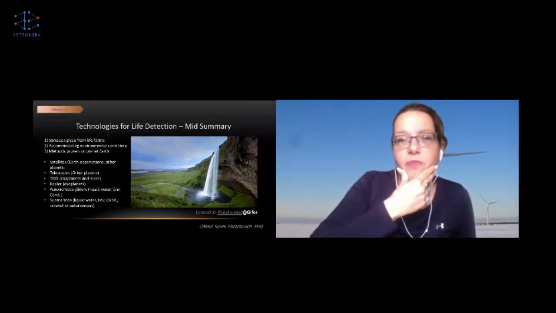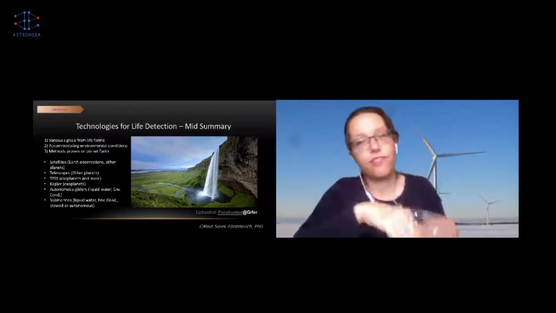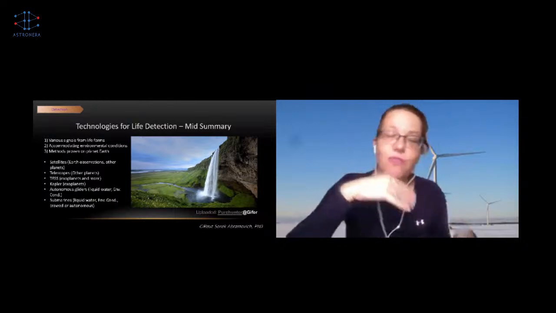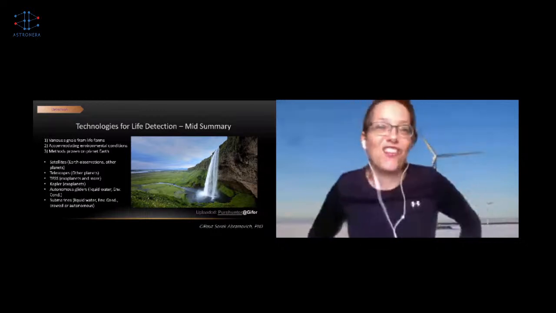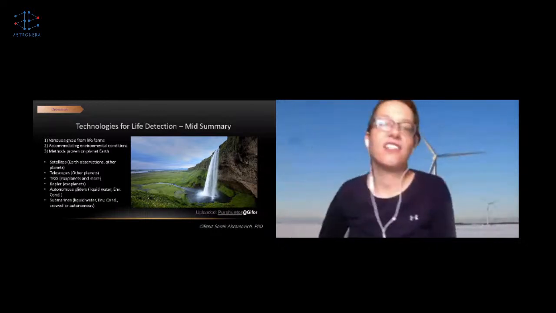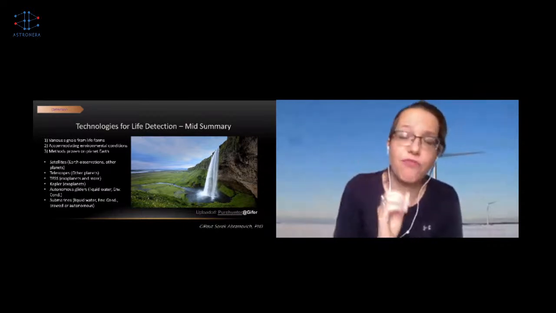So for a mid-summary about technology for life detection: life detection technologies today are based on 3 different principles. One is that there are different signals from life forms, so you can have different methodologies to find these signals, attend to them, find them exactly, and know that they are coming from life forms.